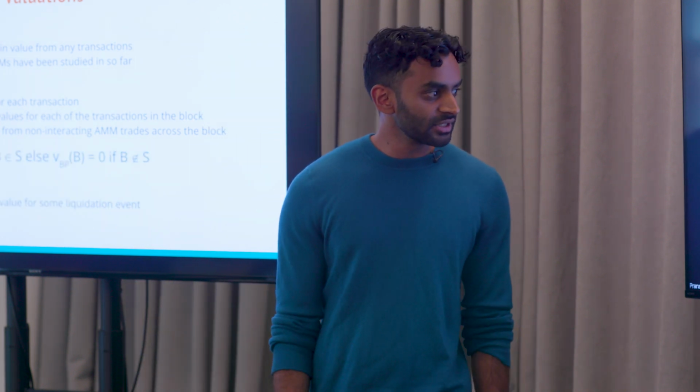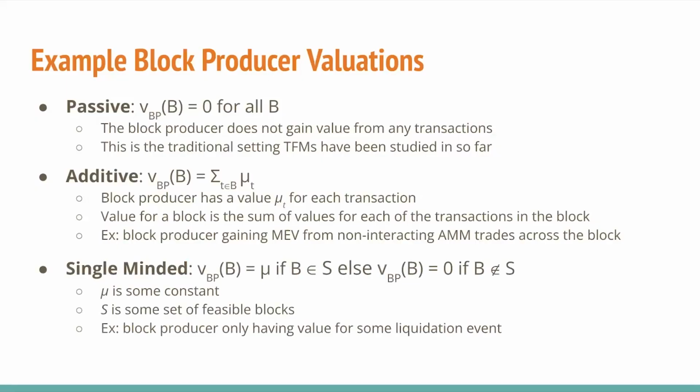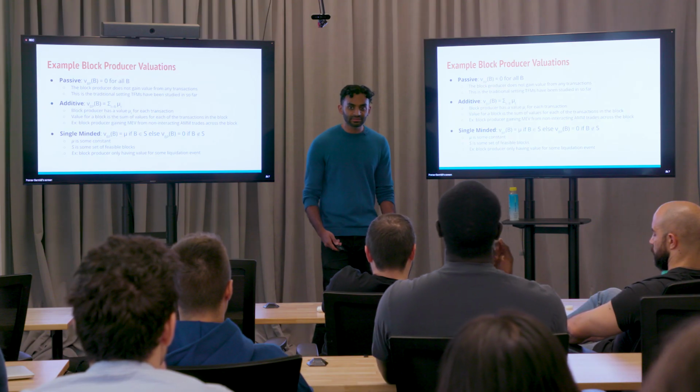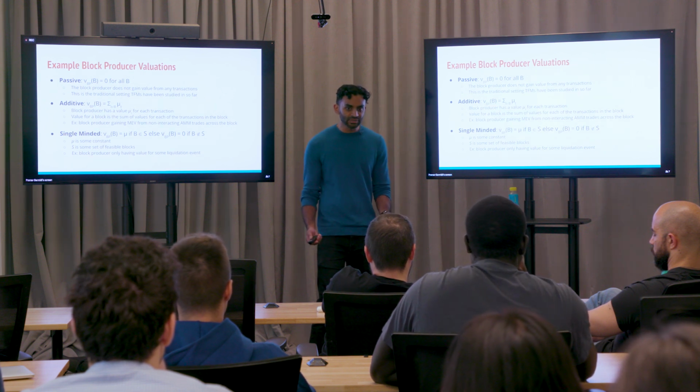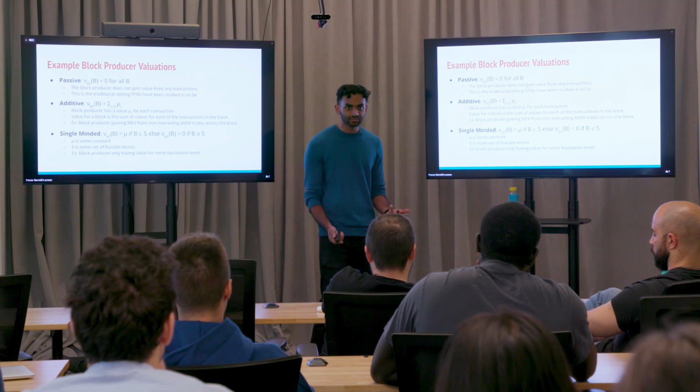And the last thing that you might think of that's still fairly simple is a single-minded case. Here we can imagine that over the set of all possible blocks, there's some partition into blocks in the set S and blocks not in S. You use just some constant, if there's some liquidation opportunity. You maybe need some combination of 2 or 3 transactions to make this liquidation go through. And that's all I care about as a block producer. I don't want to do anything else. Any set of the blocks that capture those 2 or 3 transactions, I have this constant value for. Any blocks that don't contain all these transactions, I have 0 value for. I have no other MEV in that block.